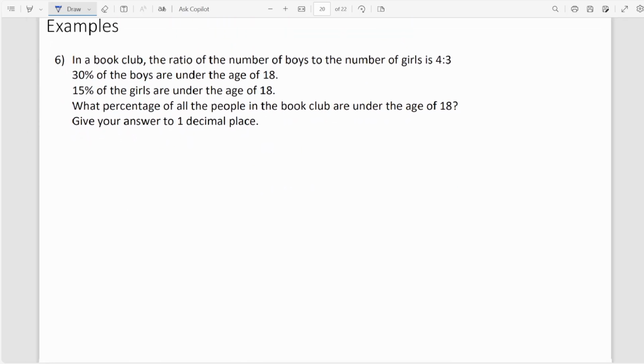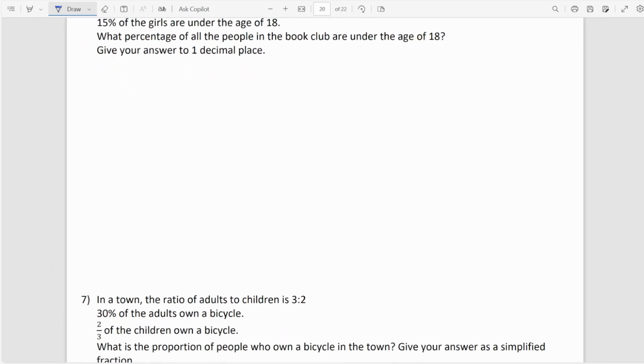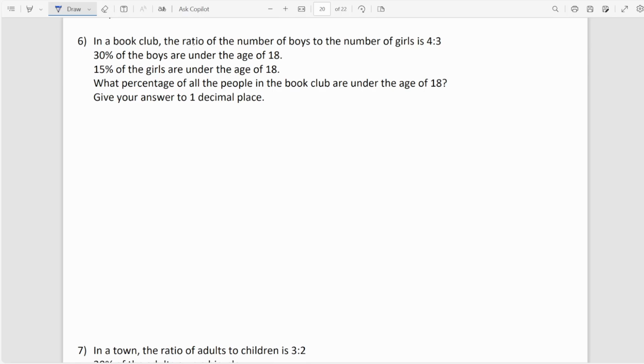Okay, let's take a look at the final example. Oh, there's actually one more. In a book club, the ratio of the number of boys to the number of girls is 4 to 3. 30% of the boys are under the age of 18, and 15% of the girls are under the age of 18. What percentage of all the people in the book club are under the age of 18? We should give your answer to 1 decimal place.